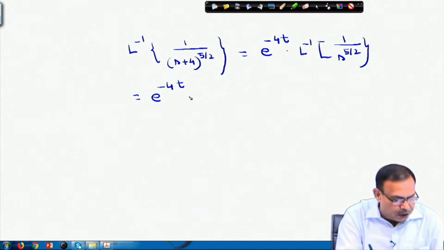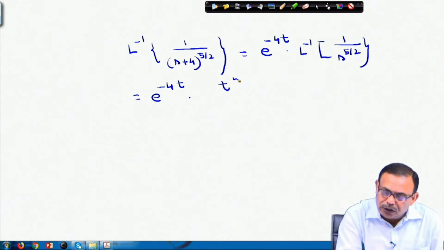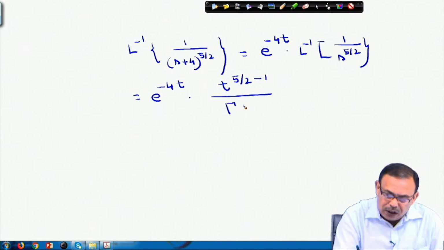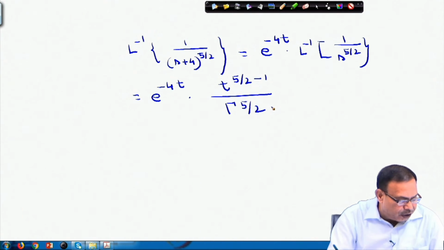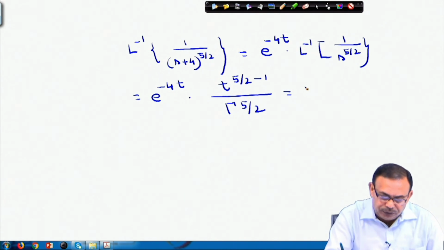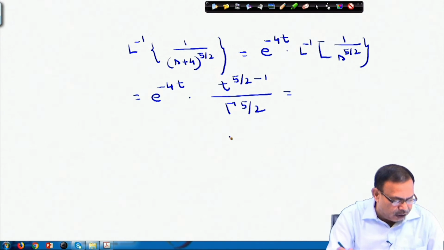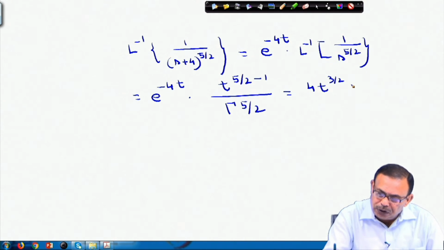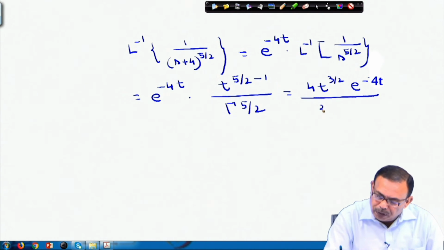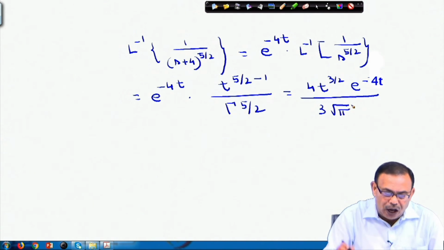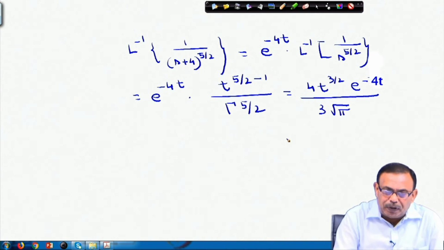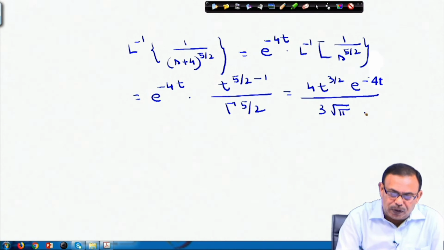e power minus 4t into t to the power 5 by 2 minus 1 by gamma 5 by 2, and this equals, you can write it, 4 will come over here. If I calculate, t to the power 3 by 2 e power minus 4t, divided by 3 root pi. I am getting this. So, Laplace inverse of this equals this one.